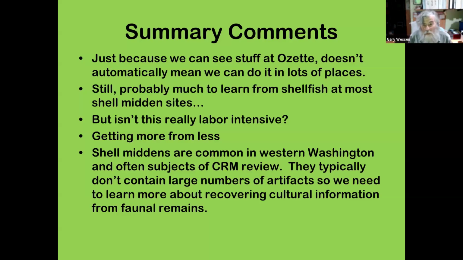And additionally, I would say in the CRM world, shell midden deposits are quite common in Western Washington. There's at least 1,400 of them recorded. There's probably a lot more that haven't been recorded. And shell middens are often subjects of CRM review, and they typically don't contain a lot of artifacts. And so CRM analyses focus on whether the deposit is intact or not, because that's the key eligibility issue. But we don't get a lot of behavioral information out of most small volume CRM tests of shell midden deposits.